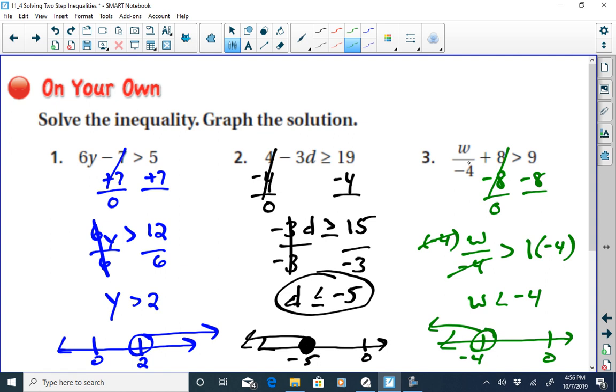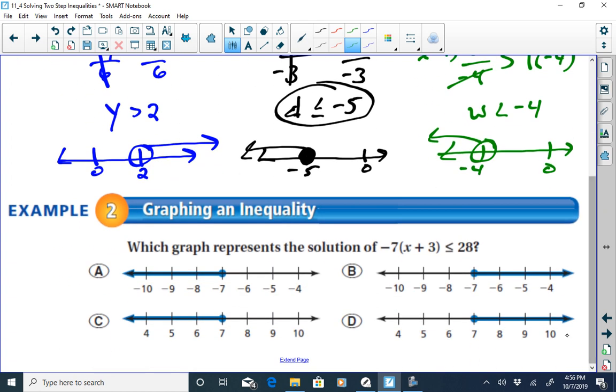Negative 8 divided by negative 4 is positive 2. Is 2 plus 8, which is 10, greater than 9? Yes, it is. So I feel pretty good about those solutions.